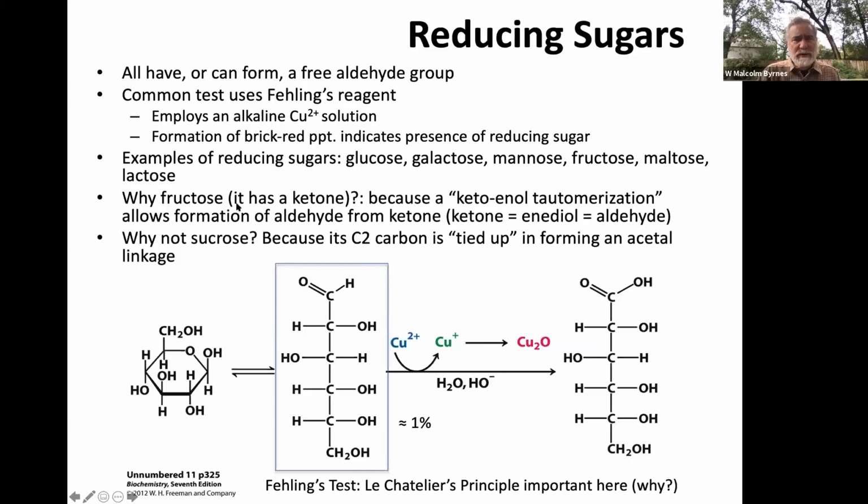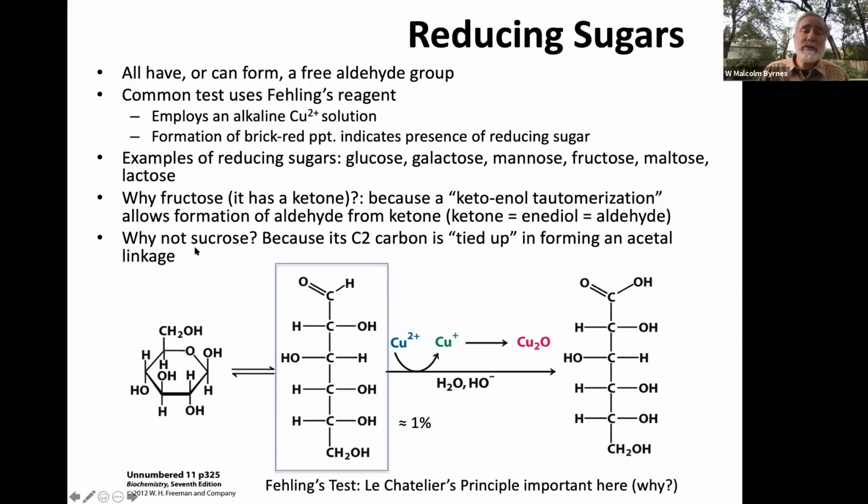Now, what about fructose? Why does fructose give a positive test? I say it gives a positive test. Here, it's a reducing sugar. Why is it a reducing sugar when it has a ketone, not an aldehyde in its structure? And the answer is because fructose can undergo what's called a keto-enol tautomerization process, where the ketone is first converted to an enediol intermediate, then to an aldehyde. And that aldehyde group can then react, right?